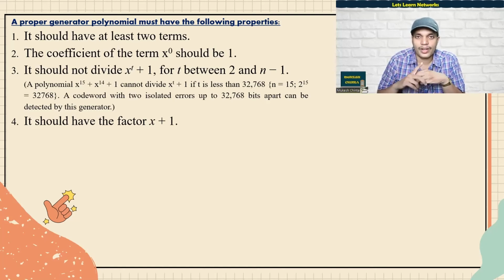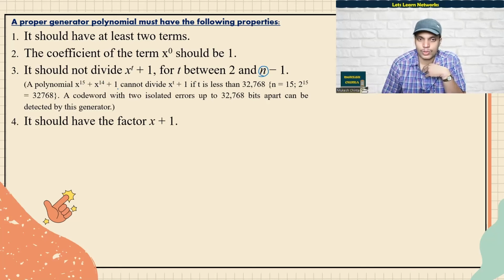Okay. And it should not divide x power t plus 1 for t between 2 and n minus 1. What is the n here? N is the degree of the polynomial. To understand this properly, take the generator polynomial x power 15 plus x power 14 plus 1. It cannot divide x power t plus 1 if t is less than 32,768. Sir, how did you get this number? The degree of the polynomial is 15, so n is equal to 15, and 2 power 15 is equal to 32,768.